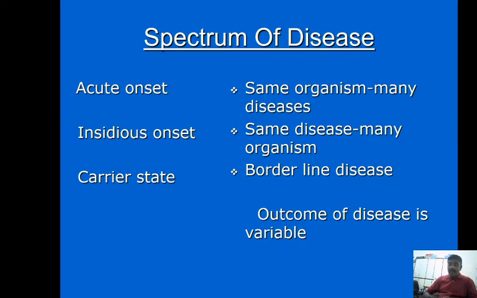Generally, the outcome of the disease is variable. So, what happens with the disease? Every person does not respond the same way to the same disease organism. There are different outcomes that can happen, and it is variable. That's why we have to think about the spectrum of disease. You look at the onset, the organism and the disease profile, which is different, and also the outcomes of the disease, which vary from person to person.